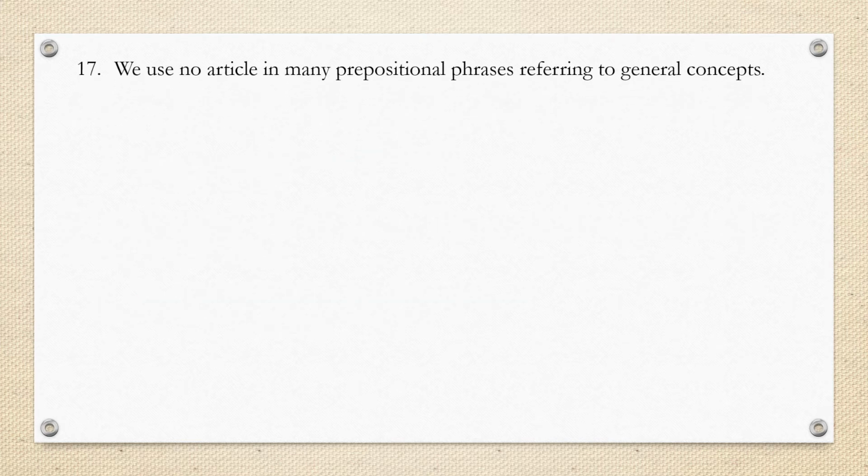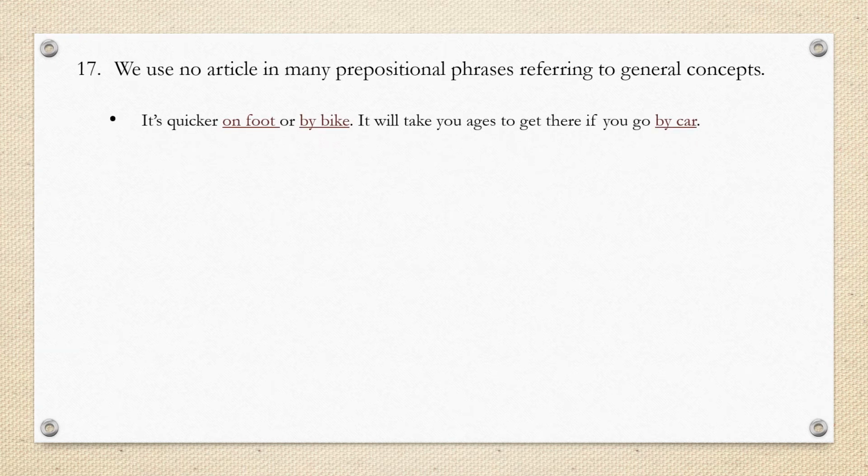We use no article in many prepositional phrases referring to general concepts. It is quicker on foot or by bike. It will take you ages to get there if you go by car. On foot, by bike, and by car are general concepts. There is no particular classification or identification of them.